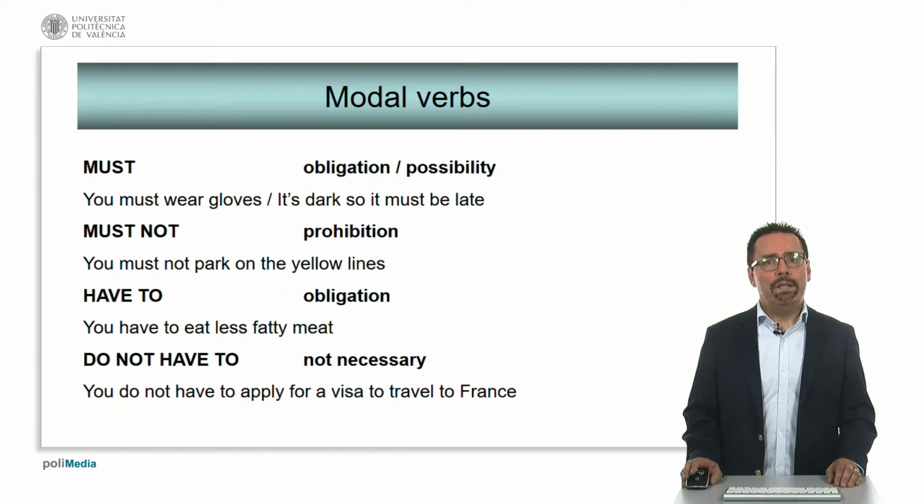Have to in the affirmative also has the meaning of obligation, the same as must. For example, you have to eat less fatty meat. Whereas in the negative, it has a completely different meaning from mustn't. Do not have to means that something is not necessary. In this example, you will see it clearly: you do not have to apply for a visa to travel to France. There's no necessity.